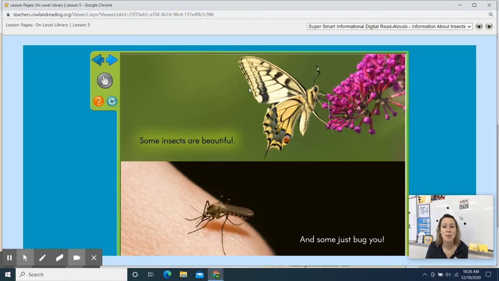Some insects are beautiful. What is that? A butterfly. And some just bug you. What's this guy? That's a mosquito. He's sucking that person's blood.